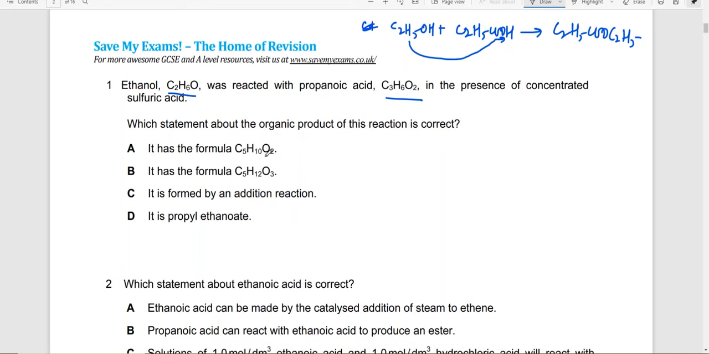It has the formula C5H10O2. Let's count the number of carbon atoms: 2, 3, 5. 5 carbon atoms, 10 hydrogens, and 2 oxygens. So it has the formula C5H10O2. That's correct.